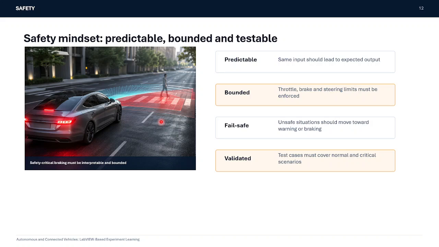Safety is important, inside the vehicle for the driver as well as for the pedestrian. If we are about to cross a pedestrian unknowingly, you want to quickly identify the object and stop the vehicle. That is important. This is a safety mindset: predictable, boundary, and testable. Predictable: the same input should lead to the expected output. Boundary: the throttle, brake, and steering limits must be enforced. Fail-safe: unsafe situations should move towards warning and braking. Validation: test cases must cover normal and critical scenarios.